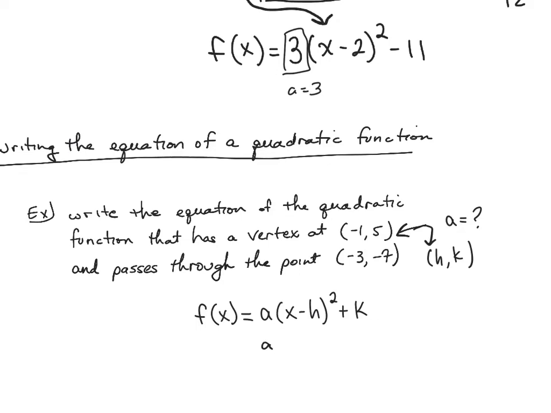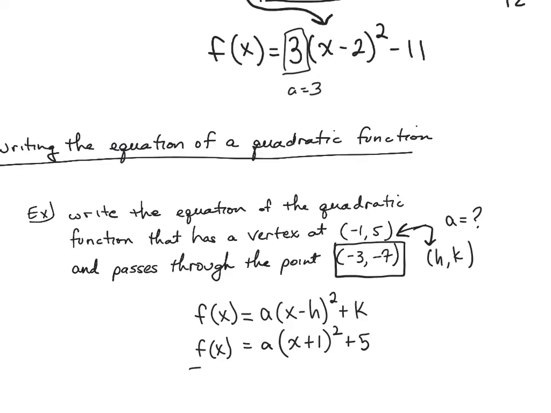So we can have x minus -1, which is x plus 1 squared, and then our k value is 5, so plus 5. So we know that part of our standard form equation is going to be x plus 1 squared plus 5, but what we don't know is a. And that's where this other piece of information is useful. The graph passes through the point -3, -7.